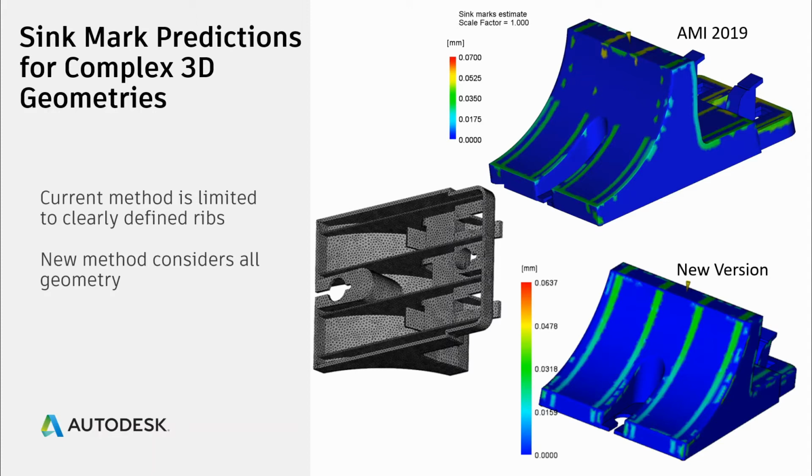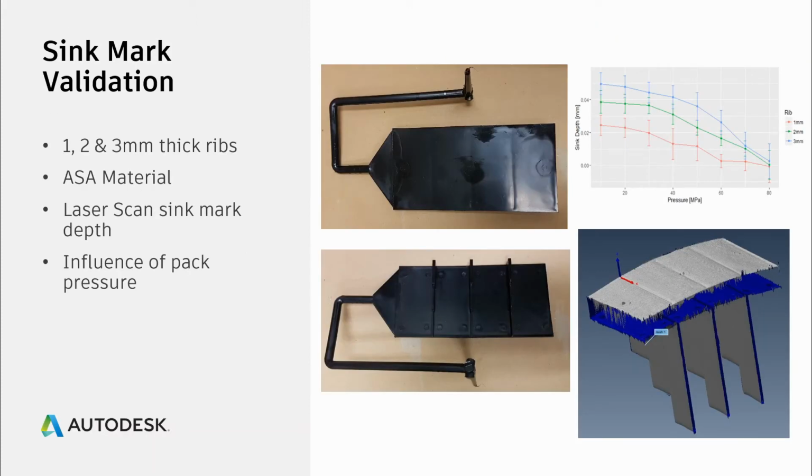If we look at the result in 2019, we're not able to predict the sink marks all through the part, whereas the new version predicts sink marks everywhere where there are ribs on the other side, and also some 3D chunky regions. As a validation of this sink mark prediction, I want to show you some results we have from our laboratory. We molded a plaque using an ASA material, and this plaque has on the underside ribs of varying thickness, 1, 2, and 3 millimeters.